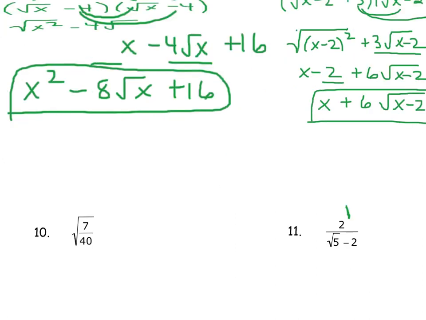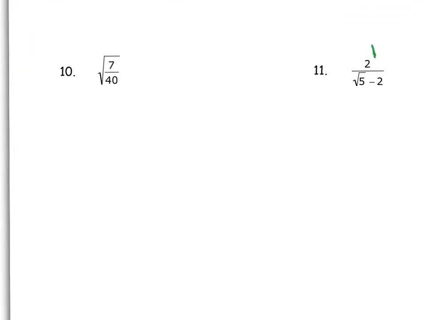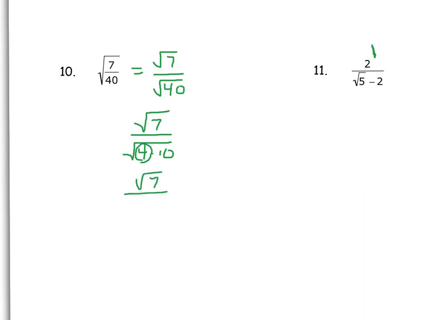Now the last thing we have is some rationalizing, and we've got two types of expressions to do that with. The first one, we can look at this radical as square root of 7 over square root of 40, and we can break down the square root of 40 to simplify that radical. We're going to be able to take a 2 out. So we have a radical 7 over 2 radical 10.